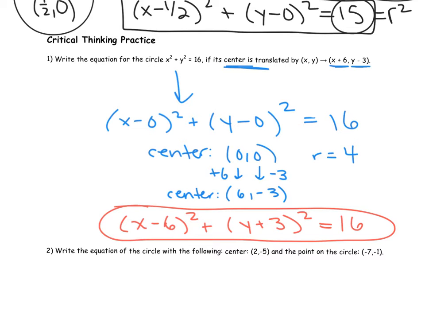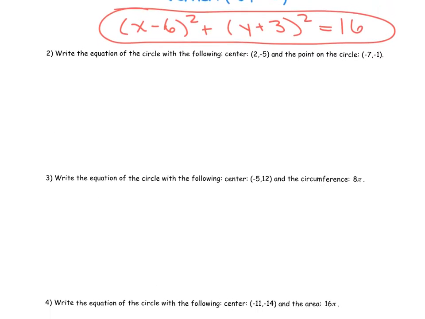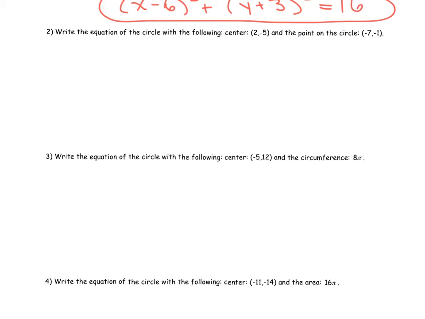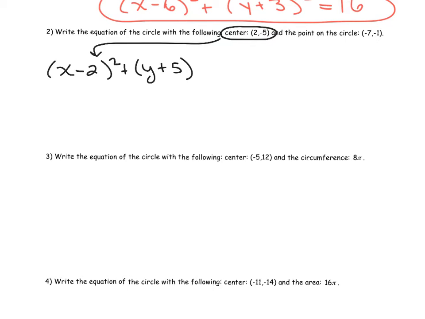All right, let's move on. Let's take a look at question 2. For question 2, we're going to write the equation of a circle centered at (2, -5), and the point on the circle is at (-7, -1). So this is my center. I already know when I write the equation of a circle, I have (x - 2)² + (y + 5)² = whatever that radius squared is going to be. So we have to find out what the radius is going to be.